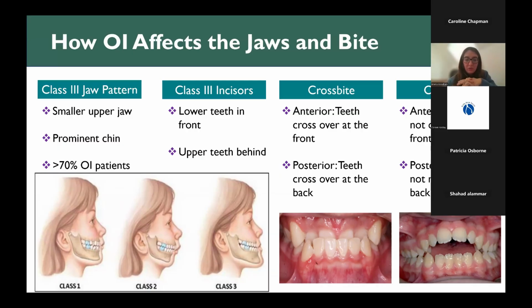So the last picture on the bottom right, you can see the patient is actually biting together. Their back teeth are meeting, but nothing is meeting at the front. Nothing is overlapping at the front. There is this opening, this open bite. And you can have an open bite at the front, or you can have it at the back where you go to chew and nothing is meeting at the sides. Those are very common features that we see in OI.